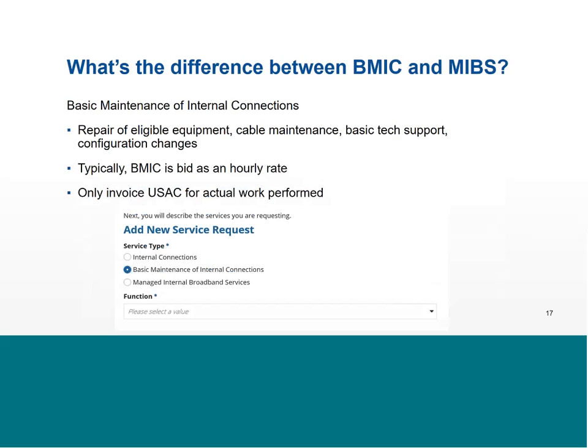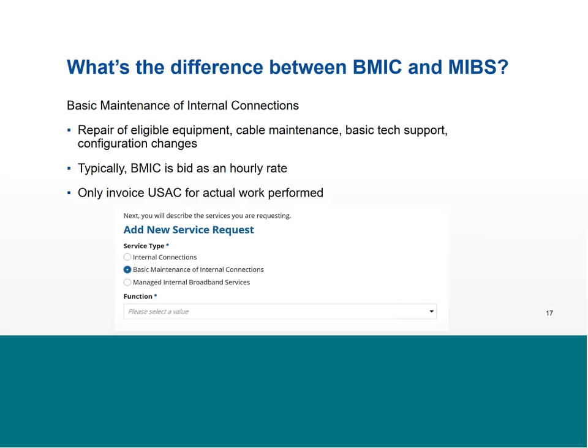So what's the difference between basic maintenance and managed internal broadband service? I wanted to talk about the difference between the different service types under Category 2. For internal connections, if you are getting equipment, then that goes under internal connections. Anything like cabling, switches, routers, access points, UPSs, all of that is equipment purchases. That is internal connections. But the big mistake that I see is confusing basic maintenance and MIBS. So I wanted to go over that.